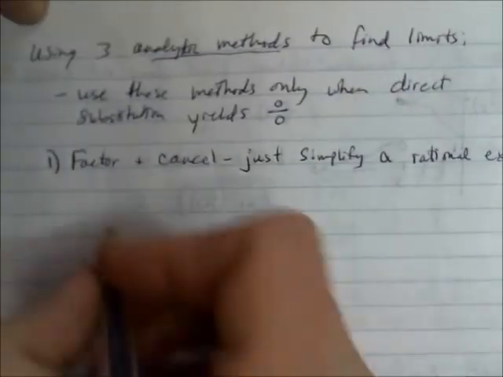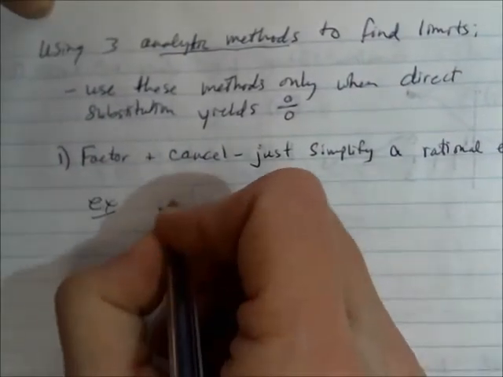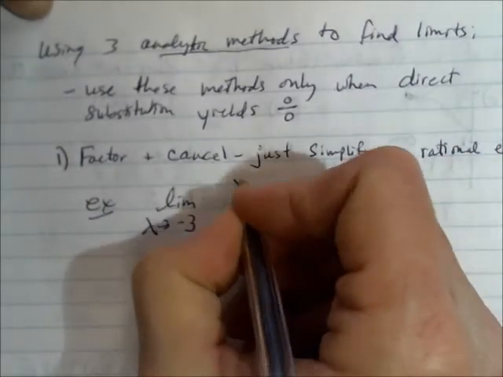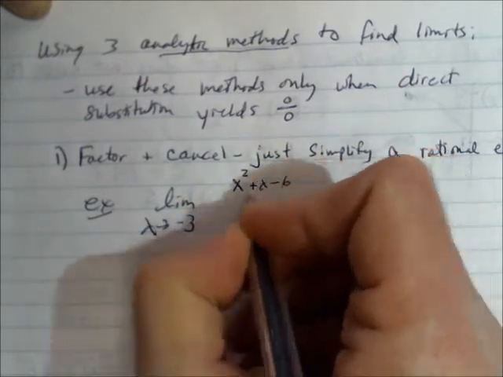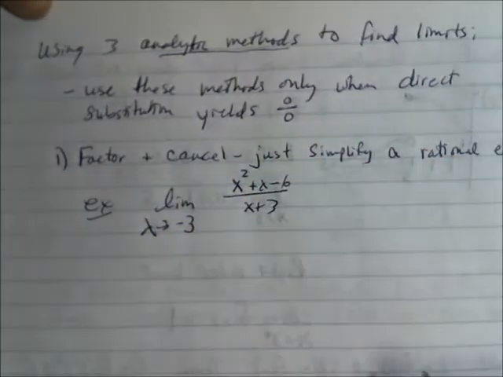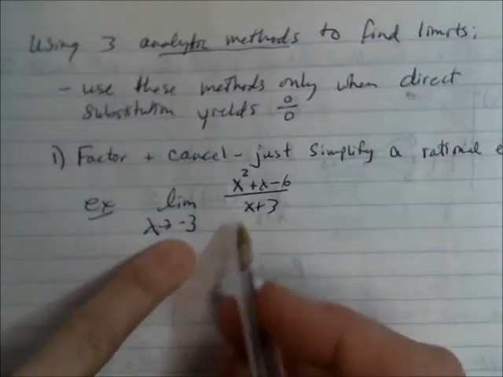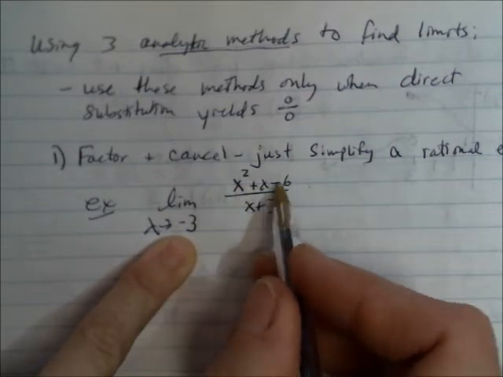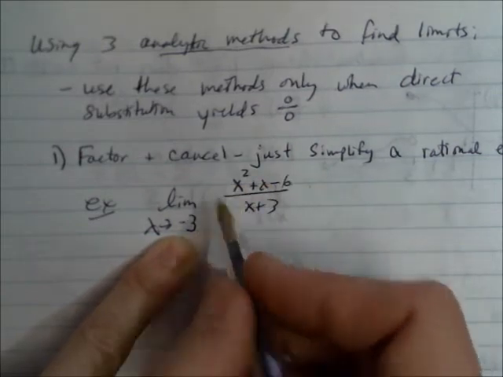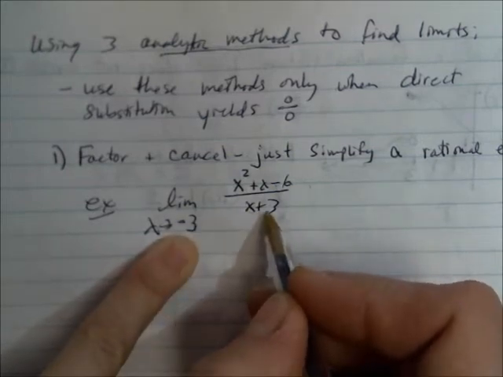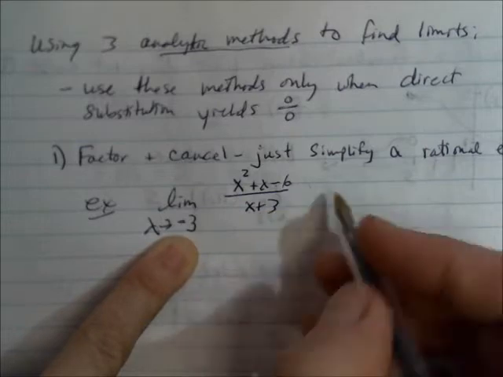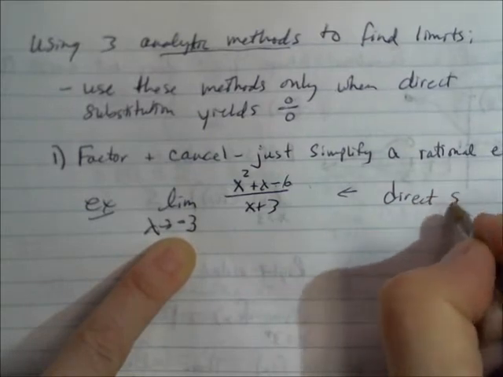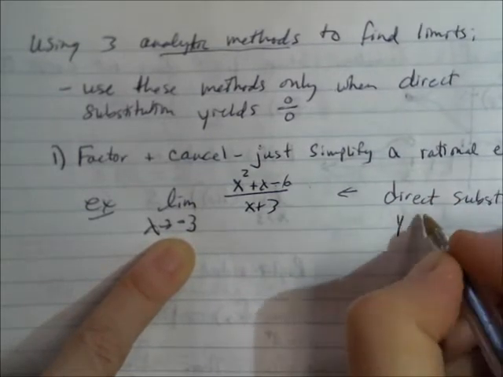Okay. So for example, if you are trying to find the limit as x approaches -3 of x squared plus x minus 6 all over x plus 3. Well, direct substitution, if you put a -3 into this, you would get 9 minus 3 minus 6. So that would be a 0 in the numerator, and -3 plus 3 in the denominator would give you a 0 too. So right here, direct substitution of x equals -3 yields a 0 over 0.